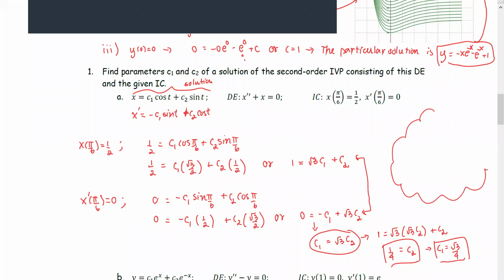Therefore, the particular solution for this problem is in the form of x equals square root 3 over 4 times cosine t plus 1 over 4 times sine t.